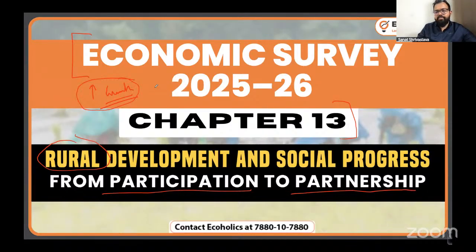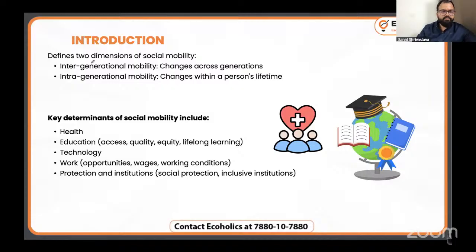Because rural development is not a redistribution problem. It's a demand, productivity, and stability problem. Demand, productivity, and stability. These are the three things. So that is what Economic Survey chapter number 13 is about.